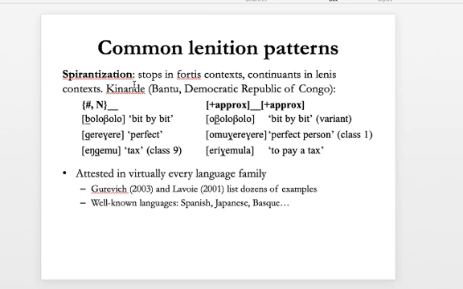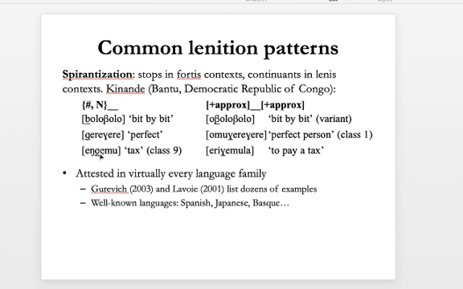And what you can see here is that Kinande has these consonants which, at the beginning of a phrase, or following a nasal consonant, as in the left column here, are realized as voiced stops. So this word for bit by bit would be something like bolo bolo, or this word for perfect would be something like gere gere. Or following a nasal consonant here, you find that this velar stop is in fact a stop, engemu, which means tax.